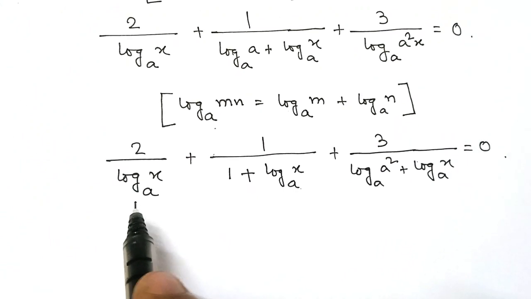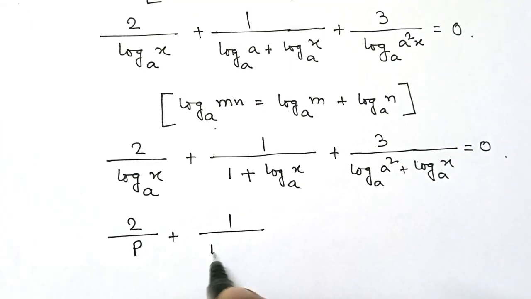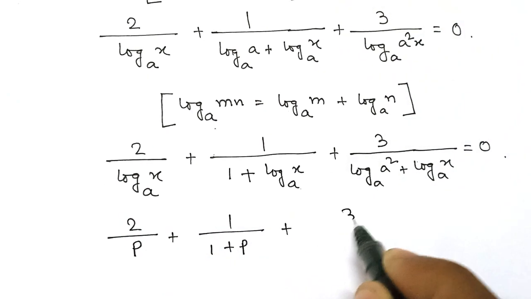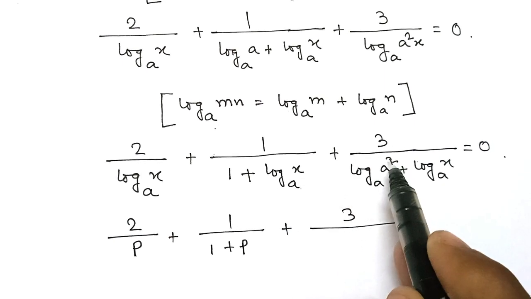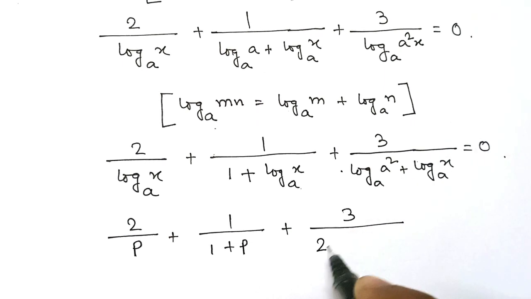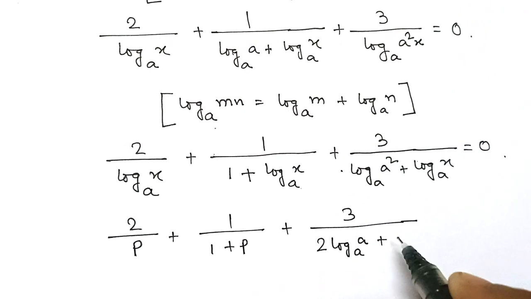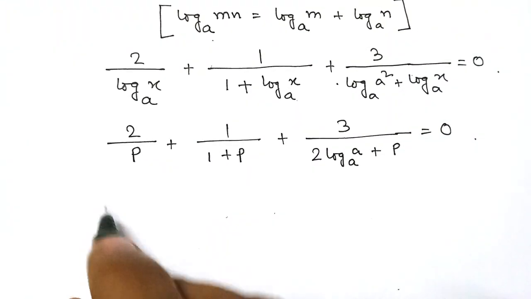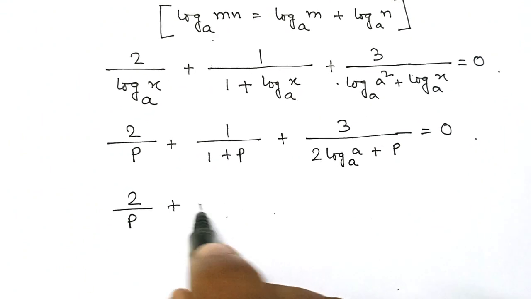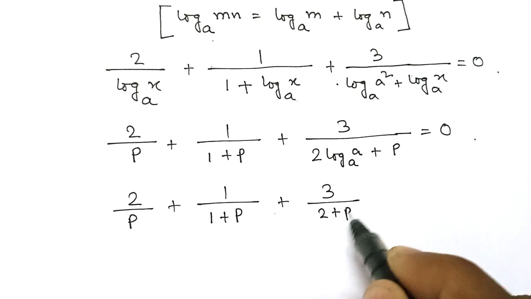Now what we will do, we will consider log x to the base a as say p. So it will become 2 by p plus 1 by 1 plus p plus 3 by this log a square to the base a, we can write it as 2, the power will come in front of log, and we can write it as log a to the base a plus log x to the base a, we can write as p as we have considered, and it will be equal to 0. So this is 2 by p plus 1 by 1 plus p plus 3 by 2 plus p equals 0.